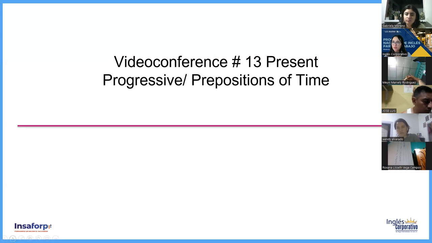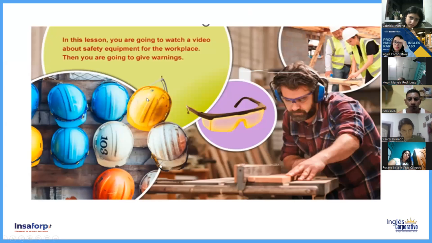Okay, let's get started. And this is going to be the topic for today. I hope we can cover this topic, right? So we're going to continue studying the present progressive and also the prepositions of time. But before starting, let's make a review of a vocabulary I have. Vamos a ver acerca del equipment that some people use in the workplace, right? Vamos a ver unos warnings, que son como unas advertencias, right? The warnings of a workplace.